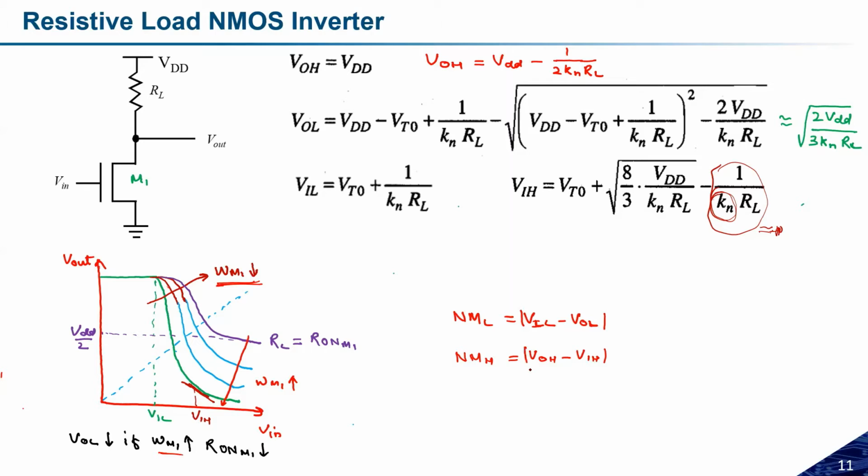So this is the noise margin, and you can relate that these two are functions of W and L and the RL. So this is important. Okay, so let us quickly complete.